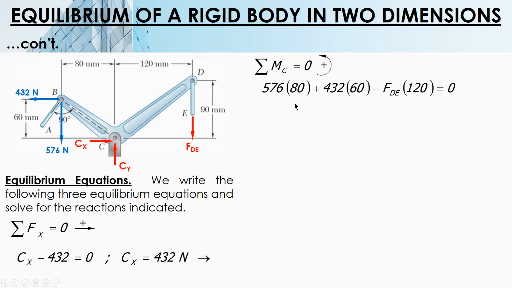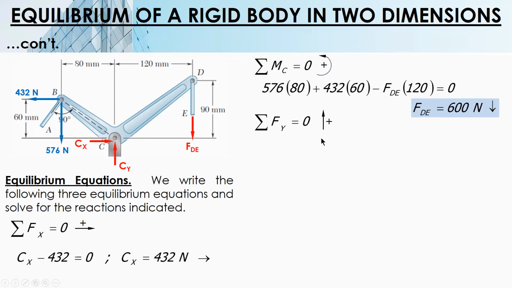Counterclockwise, positive. So 576 is positive, counterclockwise, times distance 80. 432 is counterclockwise also, 432 times 60. And then FDE is clockwise, FDE times 120. So you compute FDE is equal to 600 newtons, downwards, tension.